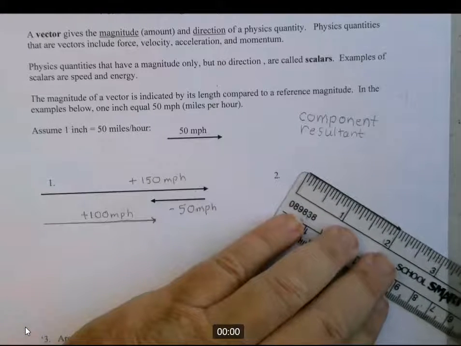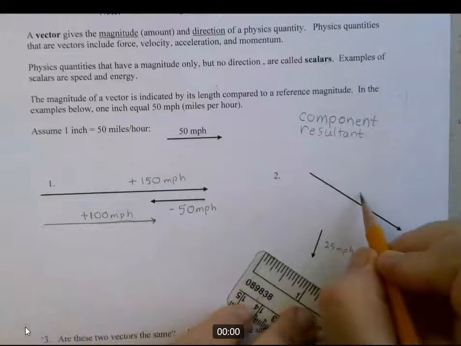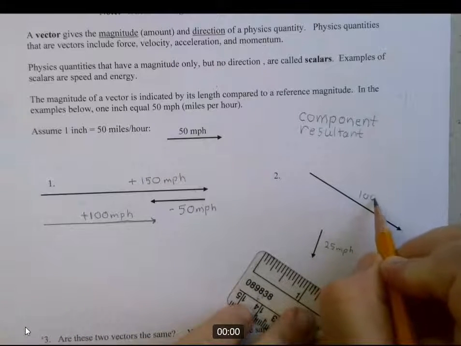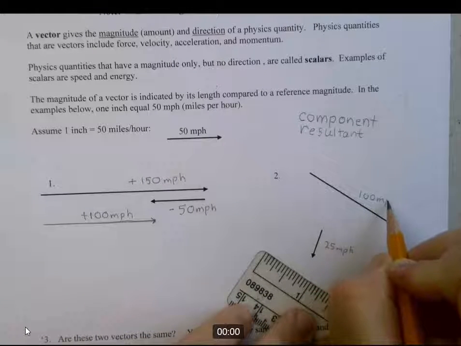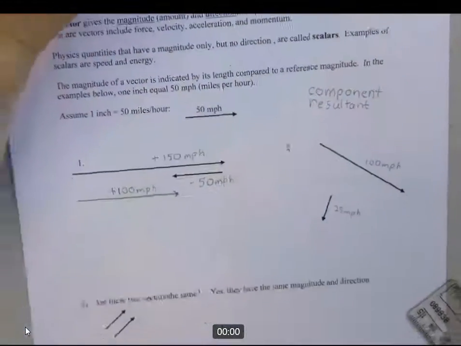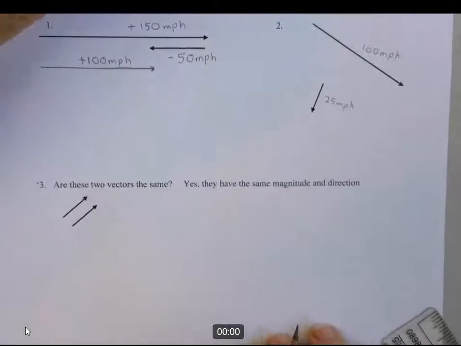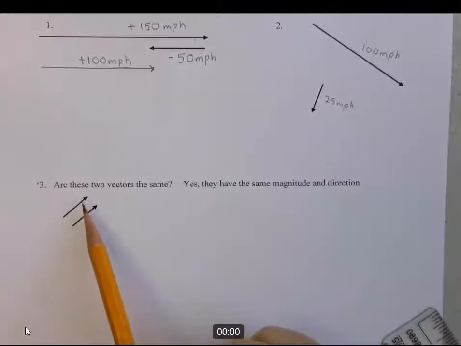And this one up here is 2 inches, so that means it's 100 miles per hour. Now, this is an important concept to understand. I'm going to ask you a question. I'm going to skip down below here and ask you a question. Are these two vectors the same?